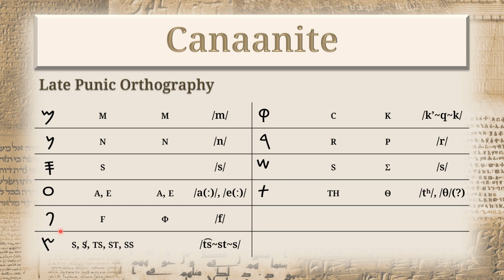Then we have Sadi, the emphatic S, which was written in many different ways in Latino-Punic, so sometimes just S, S with a diagonal stroke, TS, ST, double S, and yeah, it looks like it represented Ts, or an inverted affricate St, and at some point, I think the S spelling occurs late, so I think later it just merged with the normal S sound.